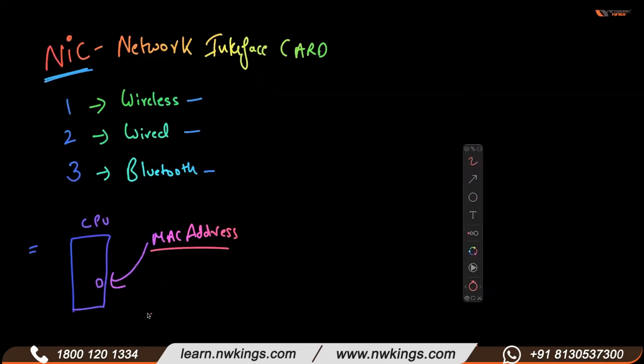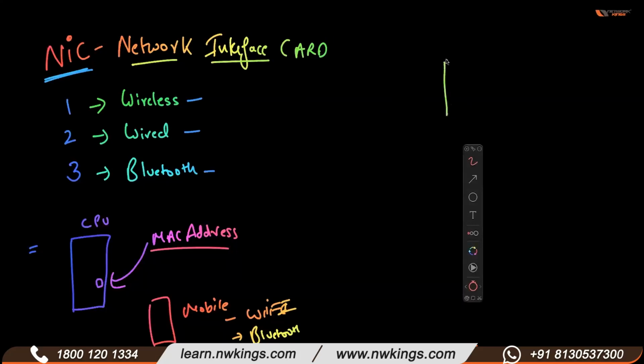Like if we talk about mobile phones also, a mobile has Wi-Fi, right? And mobile also has Bluetooth. And Bluetooth is also considered a NIC. So NIC is a network interface card or controller, you can also say that. In some books you will see network interface controller also, but you can say network interface card also. So in short, NIC is a chip, a small chip.